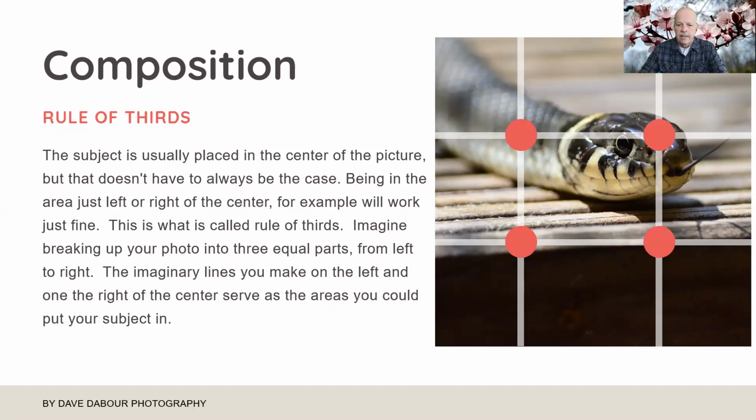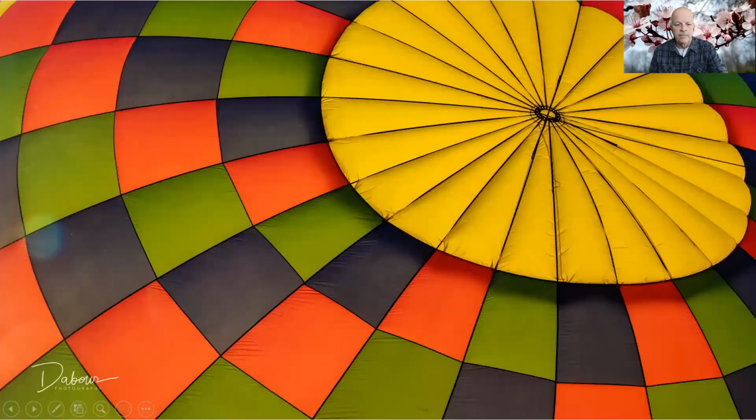Now, if you're not a fan of snakes, and I imagine a lot of people aren't, that would be the more interesting place, as you can see in this example, to place the subject. Here in the picture of the balloon, notice how the center of the balloon in the yellow is placed in the upper right-hand third of the photo. Just adds a little bit more interest to it. If the center of the balloon was placed in the center, it would be a little bit more boring.